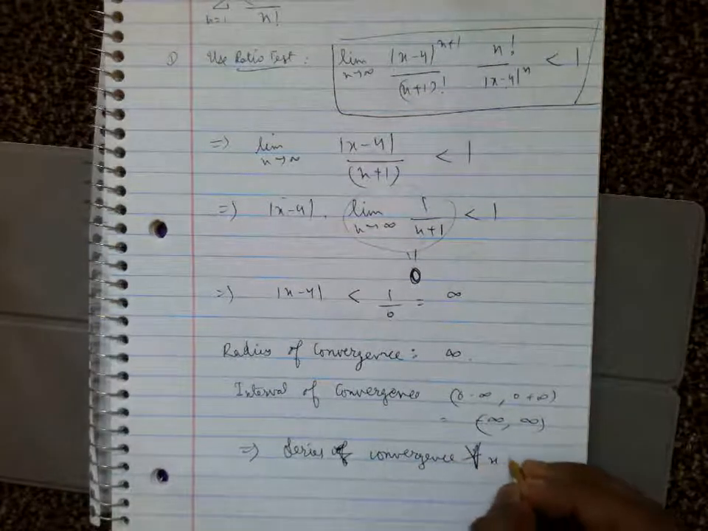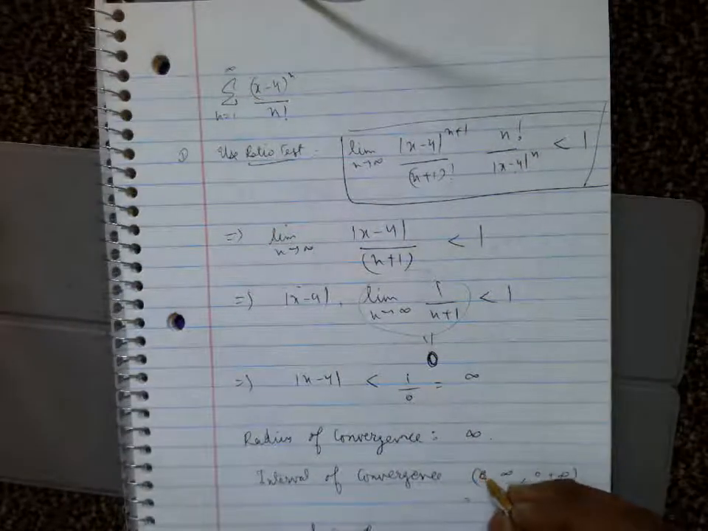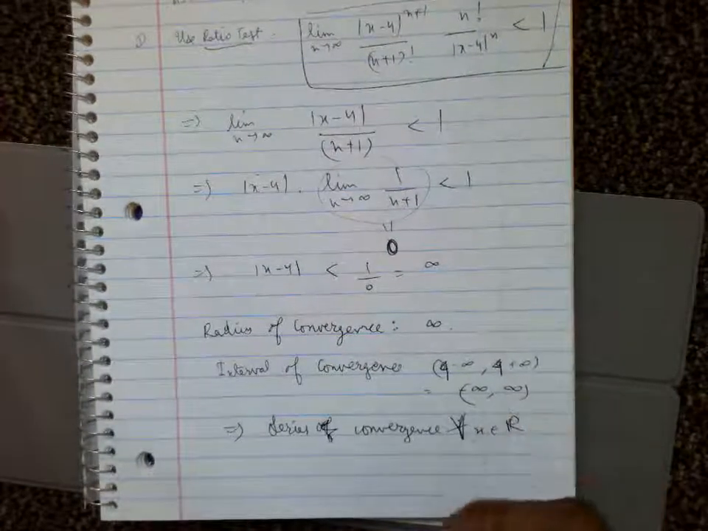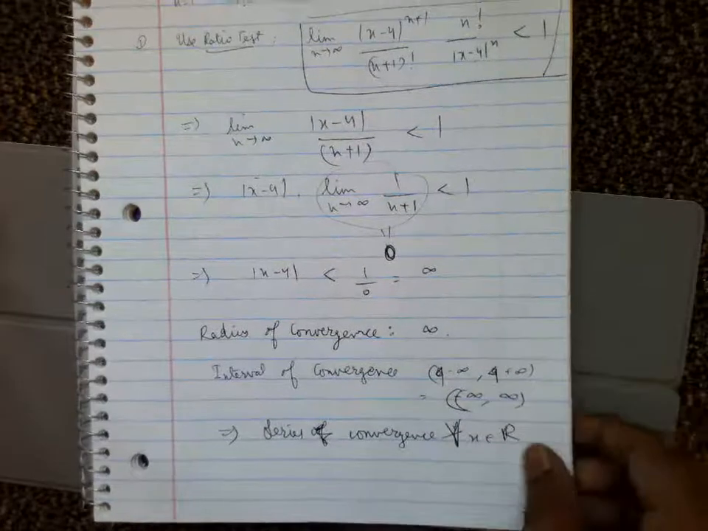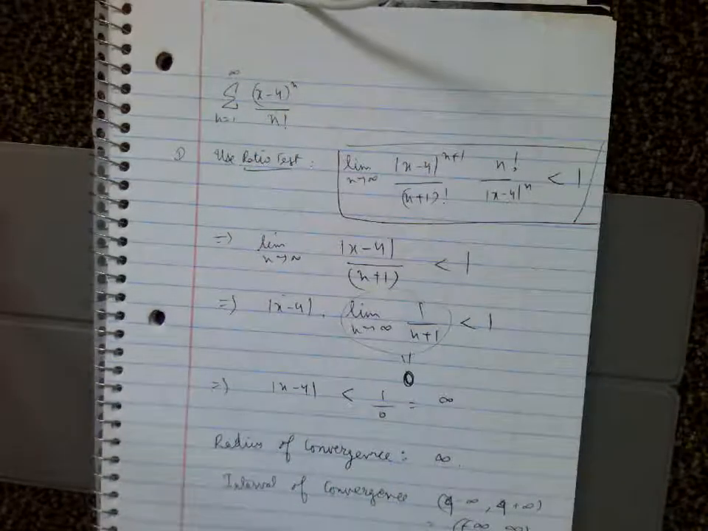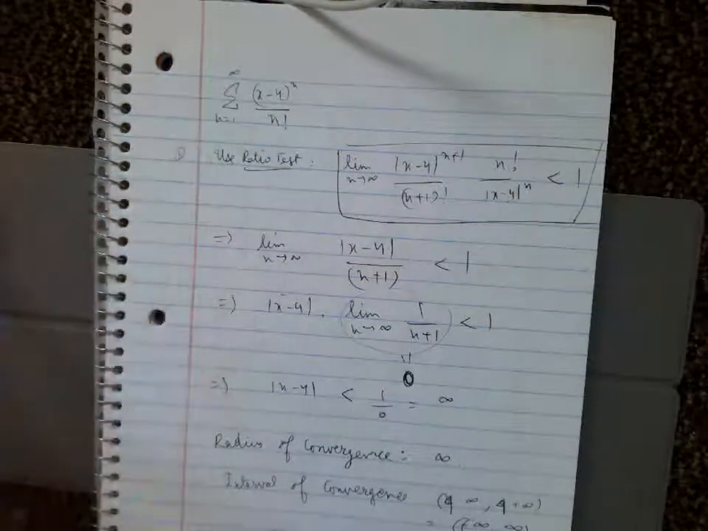For every x in the real numbers. So no matter what x you take, oh sorry, this will be 4 minus infinity to 4 plus infinity, which is anyway minus infinity to infinity, and the series converges for all x in R. So no matter what value of x you take, this series will converge.